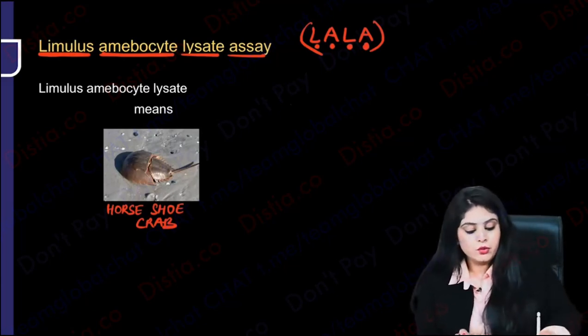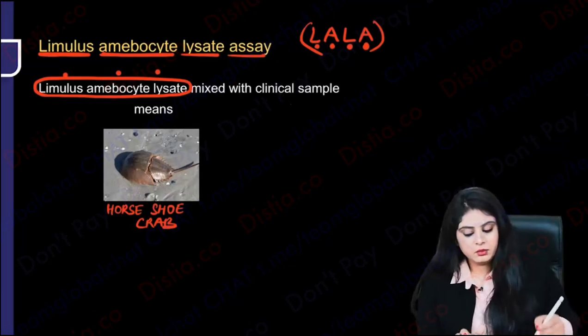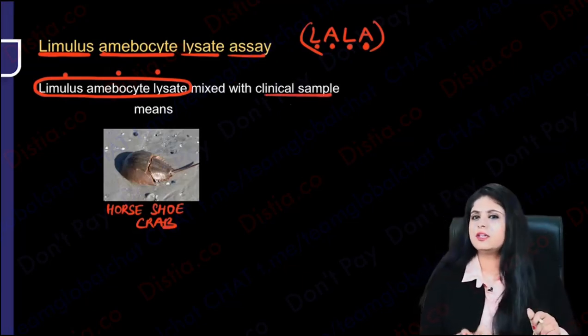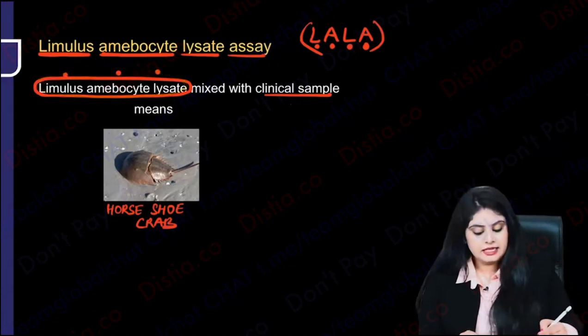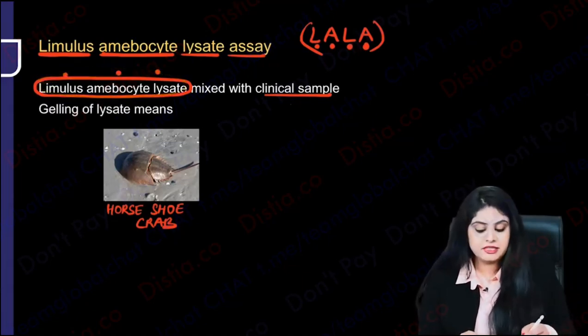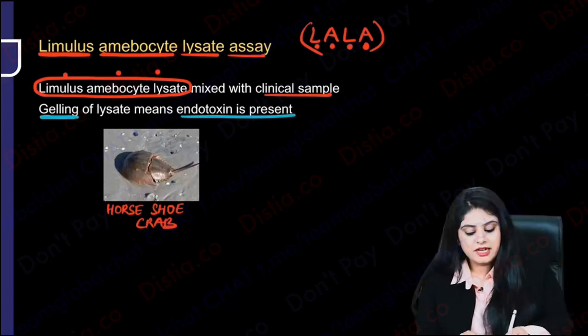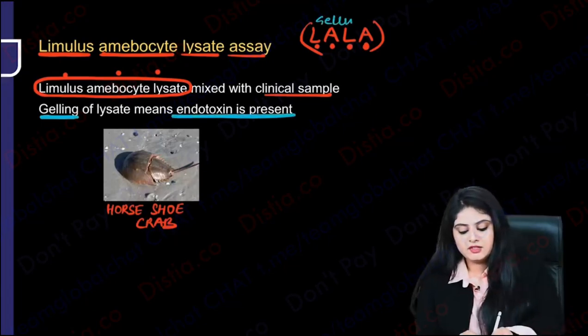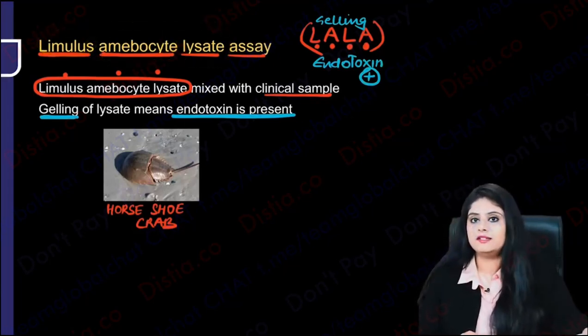What are you going to do? You are going to take this particular chemical from this animal. You take the Limulus amebocyte lysate and you mix it with the sample, whatever sample you want to find out, does this have endotoxin or not? If this becomes a little jelly-like, if this converts into a gel, this means that the endotoxin is present. So remember, if there is gelling of LALA, this means the endotoxin is present. That is how I remember. What is LALA? Repeating, the Limulus amebocyte lysate assay. Only as a point, this is important for INI-CET.